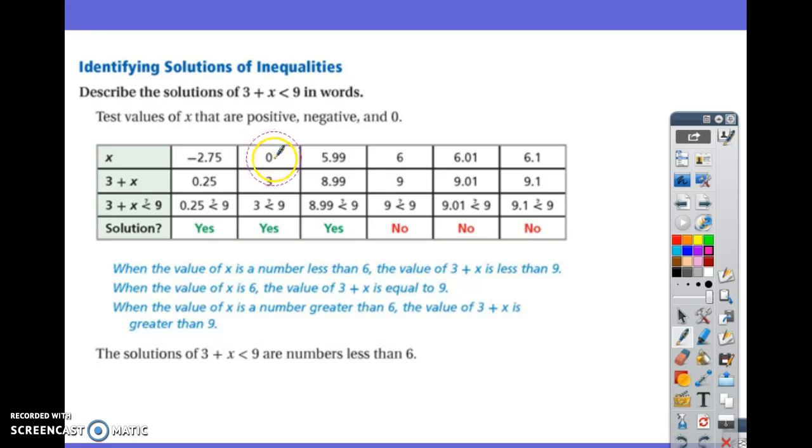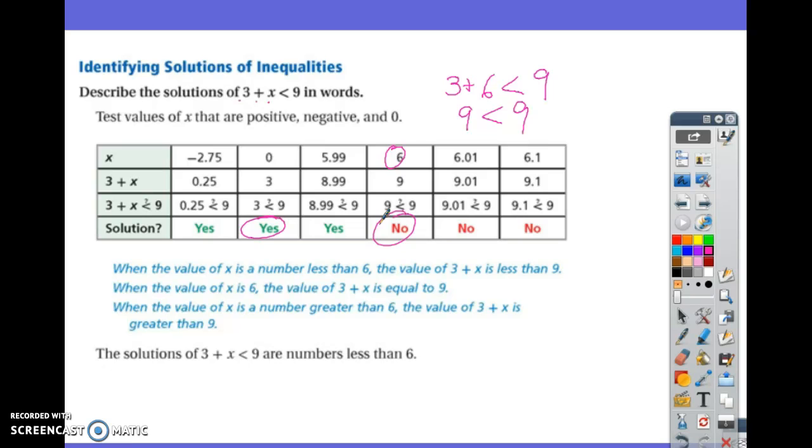If x is 0, then 3 plus 0 is 3. Is that less than 9? Yes, and that's how they got that example. Over here, in this example, they did, if x is 6, 3 plus 6, is that less than 9? Well, 3 plus 6 is 9, which is not less than 9. That's how they got the no in that example.